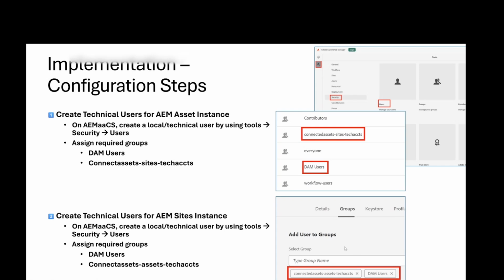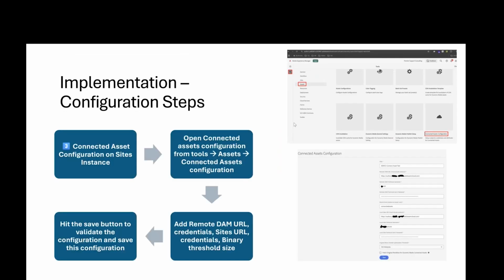You need to create a similar technical user, possibly with a different name, for your sites as well. The difference is that the DAM user group will be the same in both instances. However, on sites, make sure you are configuring the connected asset sites group, and on assets, you are configuring the connected asset group. So you need to align these group names accordingly. Once you are done with the user configuration in both environments, after that you need to do a configuration.